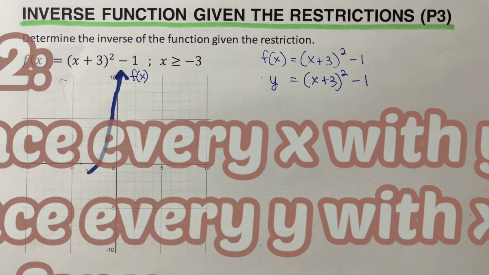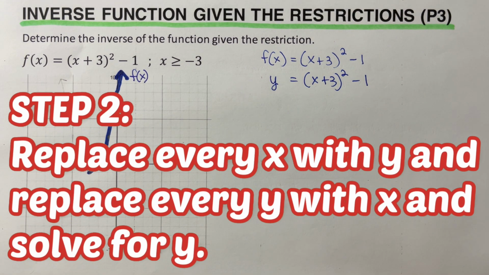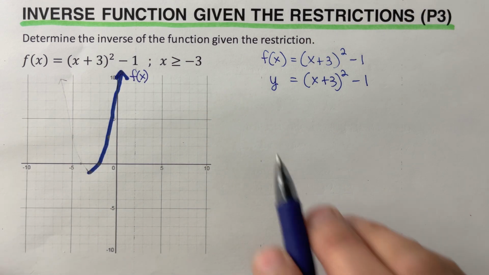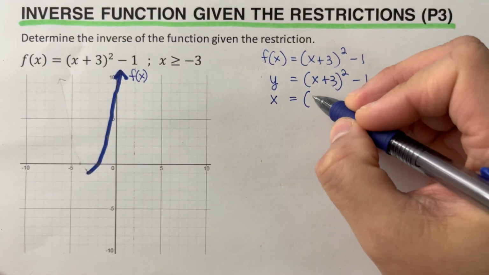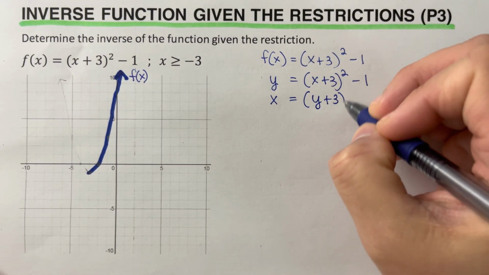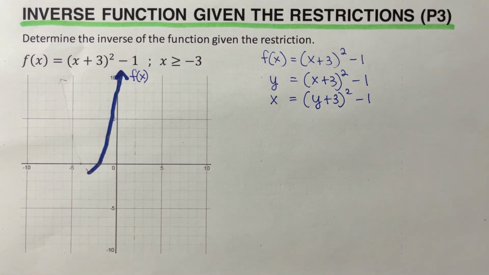Now we're ready to move on to the second step. The second step states that we are supposed to replace every x with y and replace every y with x and solve for y. So this y becomes the x, and that is equal to, this x becomes the y plus 3 squared minus 1. And then again, part of this step is to solve for y.